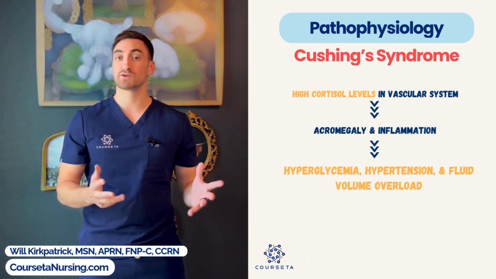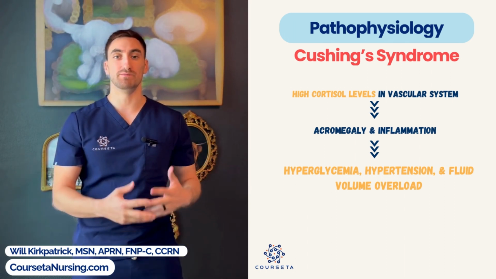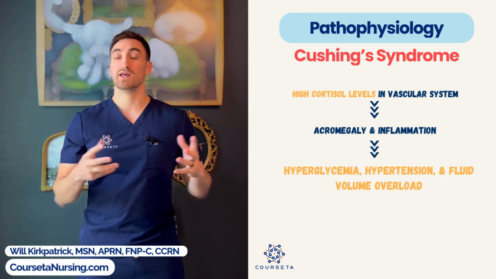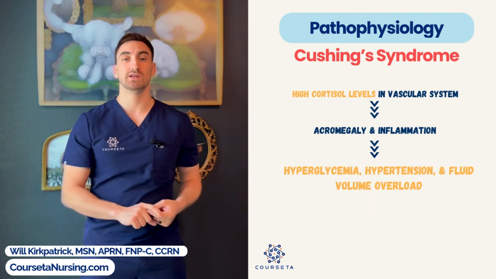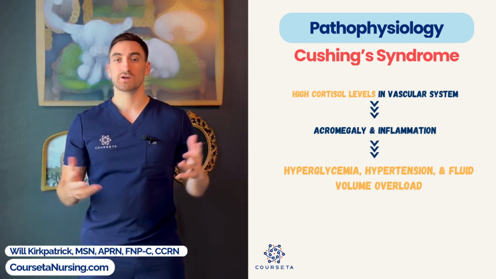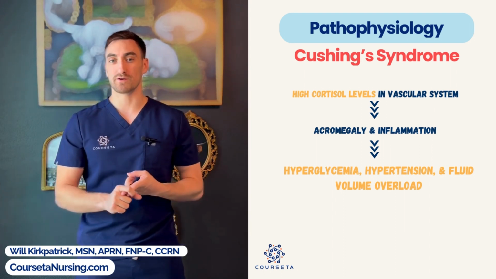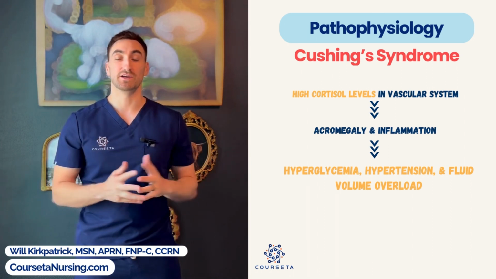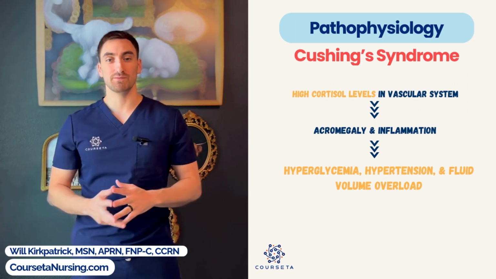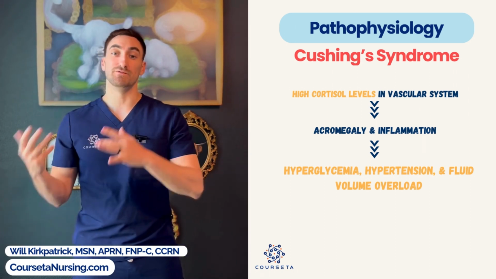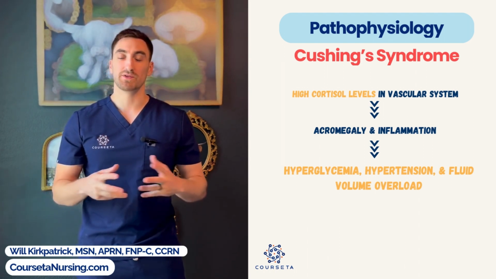So what happens if we have too much cortisol? We're going to have something called acromegaly, which is too much growth hormone, so an abnormal growth of bones, muscles, and so on. And then also inflammation once again. Now we talked about how Addison's disease was hypotension and hypoglycemia. Cushing syndrome, you can expect it. It's the exact opposite. It's hypertension and hyperglycemia. And of course, the big highlight of this entire condition, we talked about how Addison's disease is fluid deficit. Well, Cushing syndrome, once again, the exact opposite. It is fluid overload.